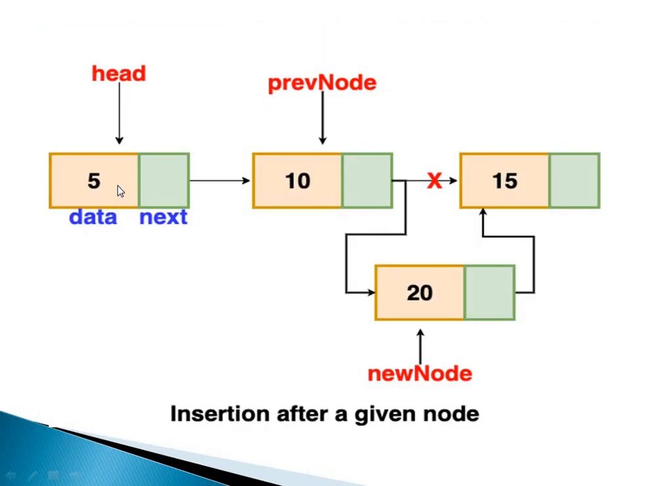So this is your first node. The first node always starts from the head pointer, then the second node becomes the previous node, and this is your last node. But I want to insert a new node with a value of 20 in between the 10 and the 15. So the next pointer of the previous node will be the address of this new node, and the address of the next node, 15, will become the next pointer of the new node. So this is the insertion of a node in between.